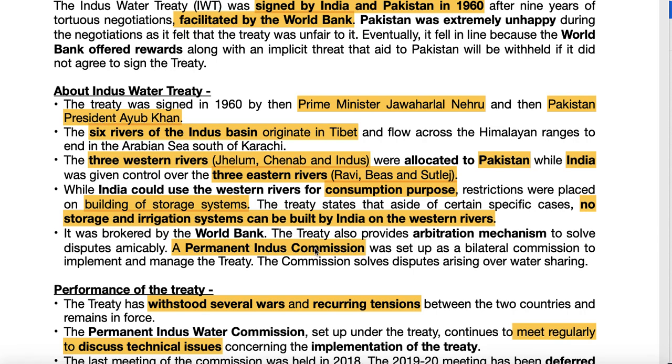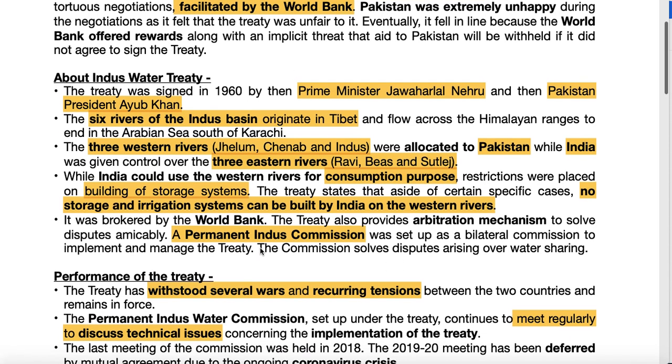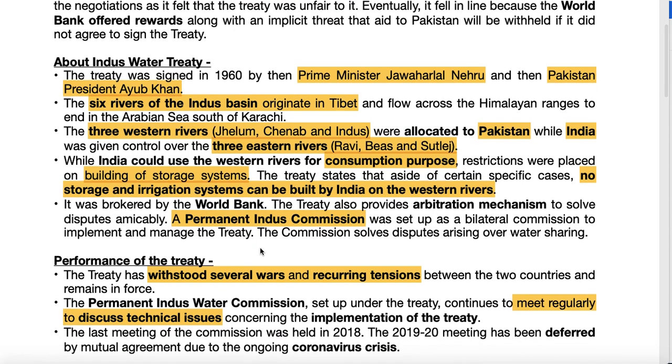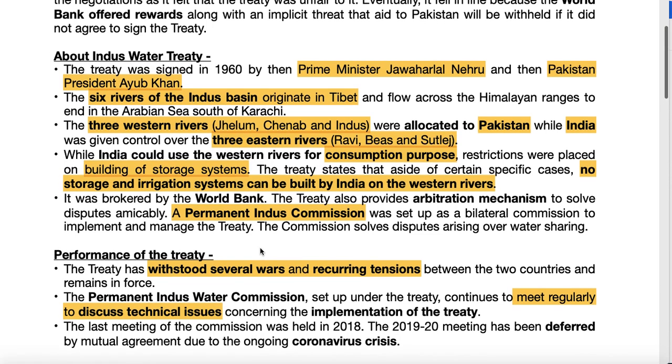For the implementation of this treaty, a Permanent Indus Commission was established, according to which some experts from India and some experts from Pakistan meet regularly and discuss the implementation of the treaty. So, as we can see, this is how this treaty originated, but now let us move forward to see how it has performed over the last 60 years.